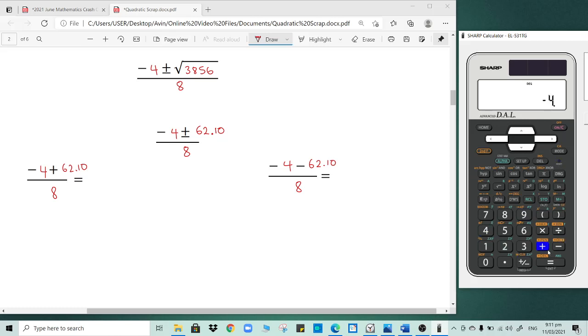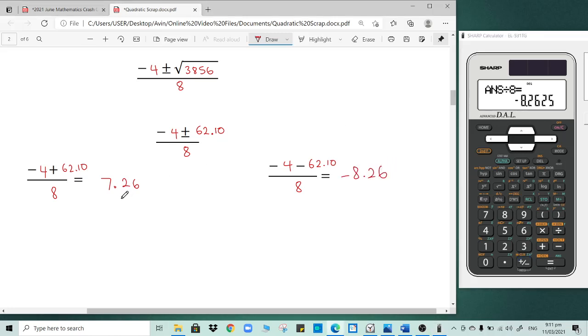Minus 4 plus 62.10, press equal, divided by 8. Our first answer seems to be 7.26. The other one I suspect is going to give us a negative answer. Minus 4 minus 62.10, press equal, divided by 8. We're going to get minus 8.26.